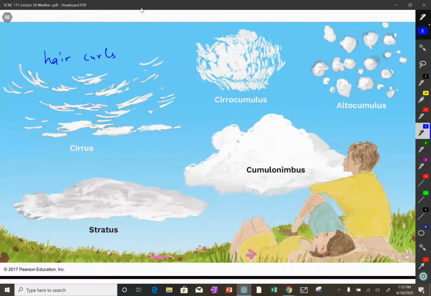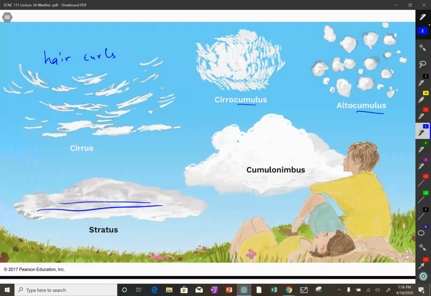And we have cumulus clouds. Cumulus clouds are the type that look kind of like puffs of cotton balls. And you have three types of cumulus. So you see here's cumulus, and cumulus means that they're lumped. And then we have stratus. Stratus means flat layers.